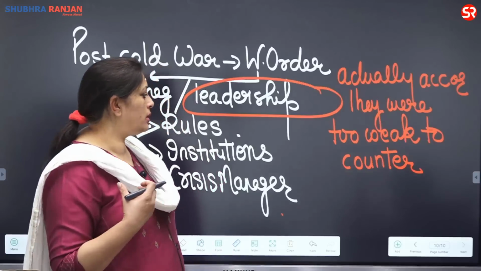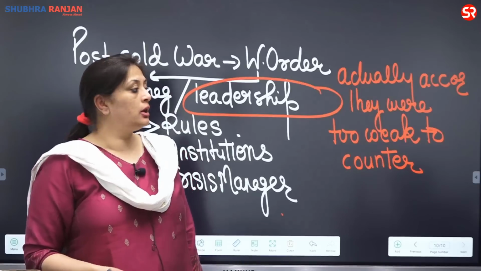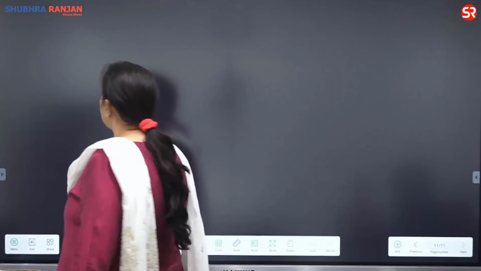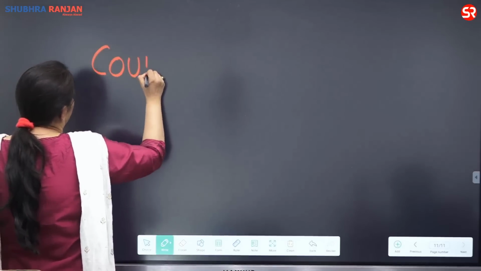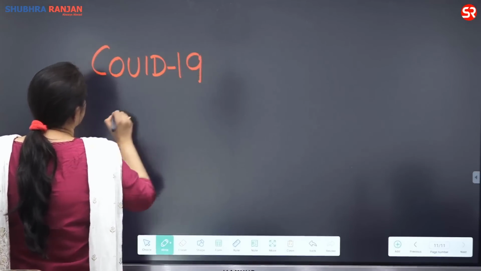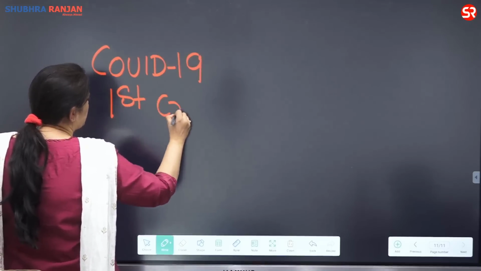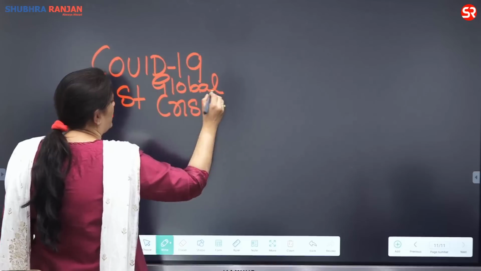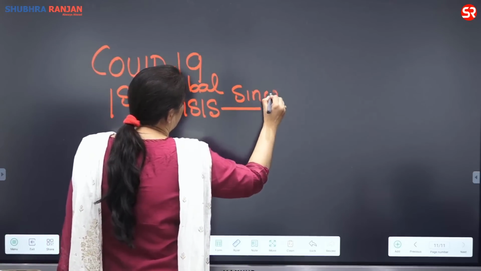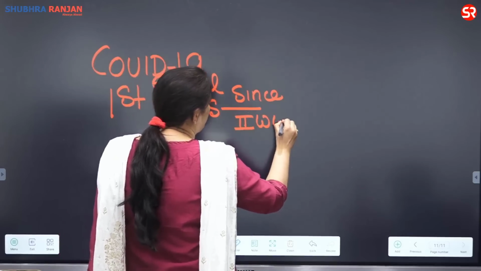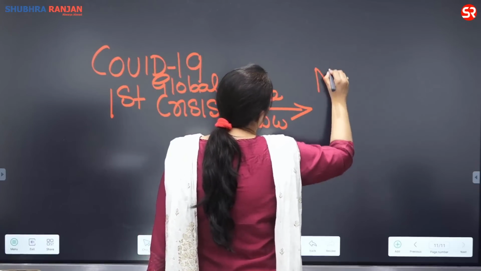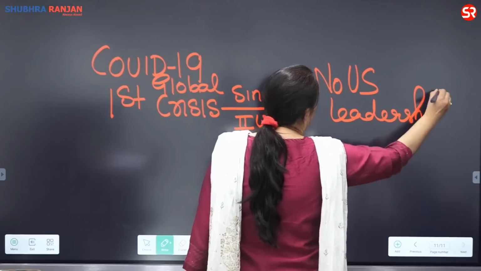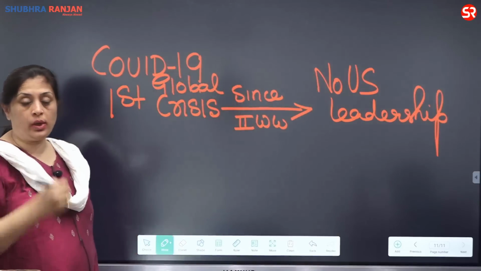Now the world order has changed and something of great significance has happened, and that great significance is that COVID-19 is the first global crisis since the end of the Second World War where we see no US leadership. Where we see no US leadership.